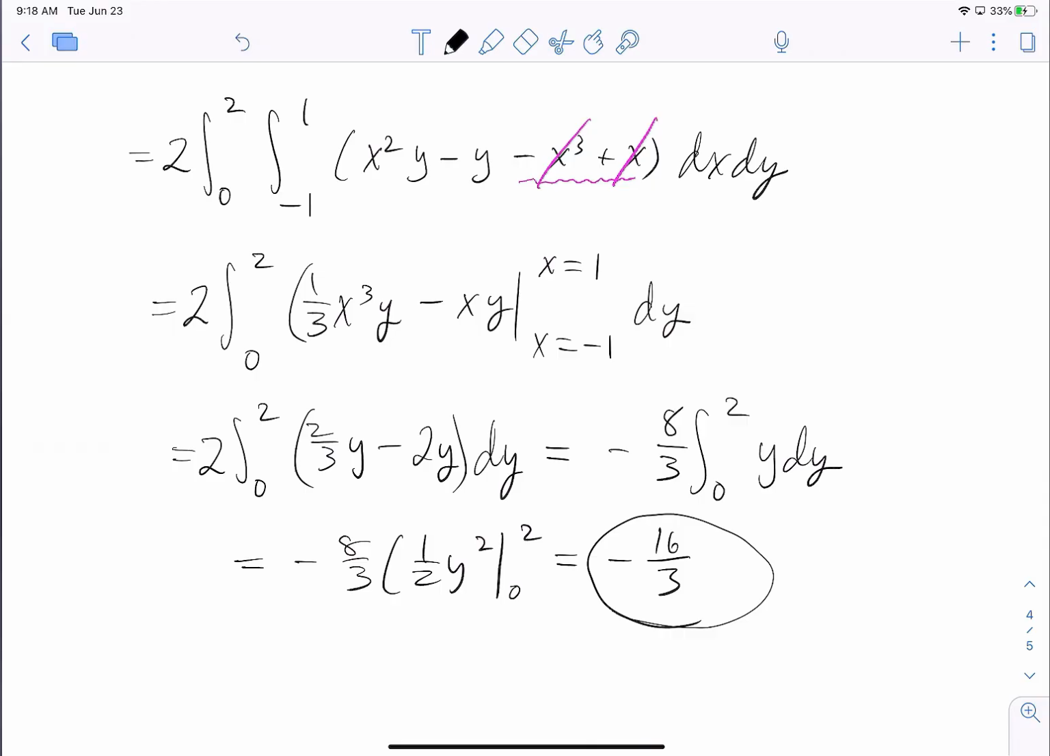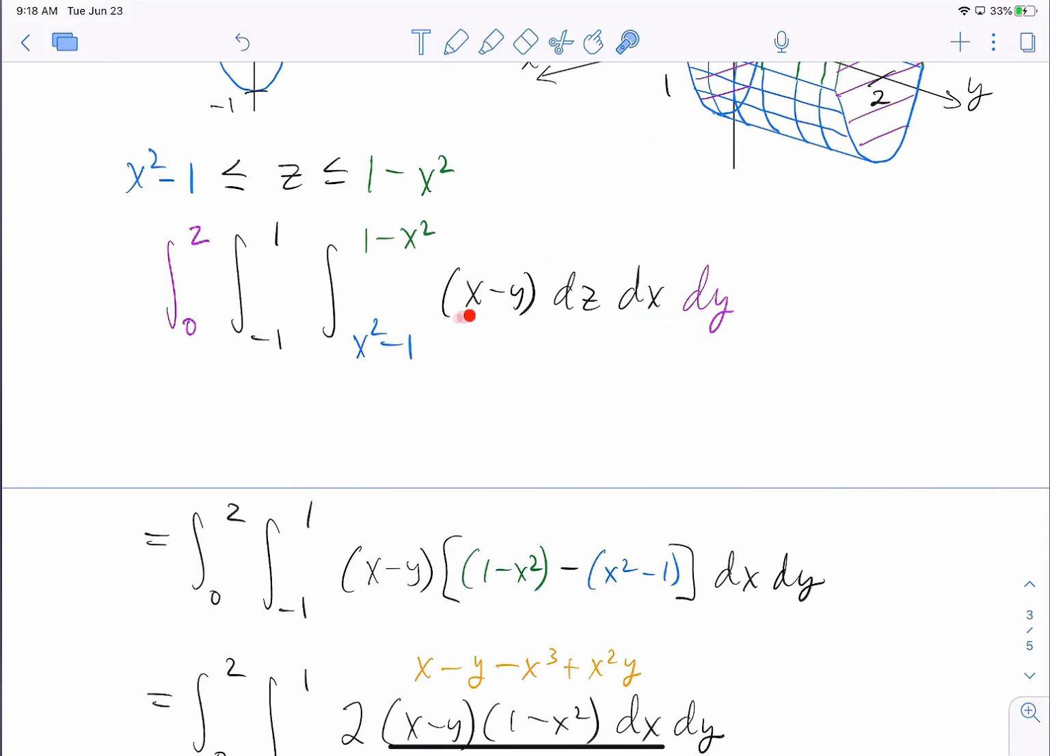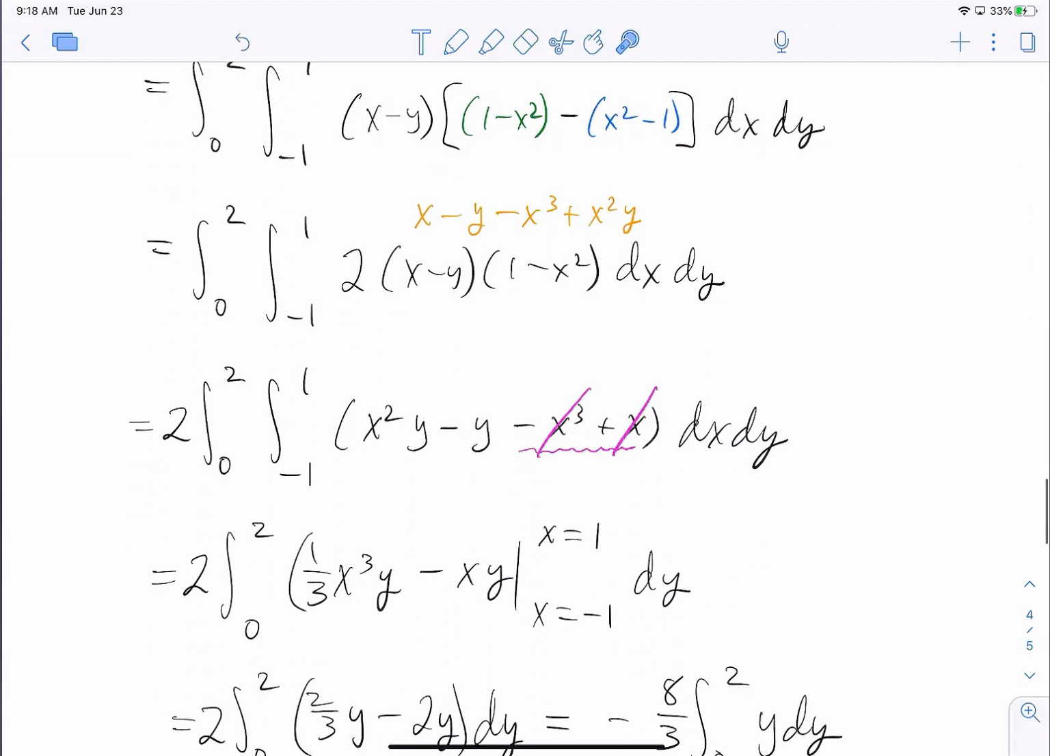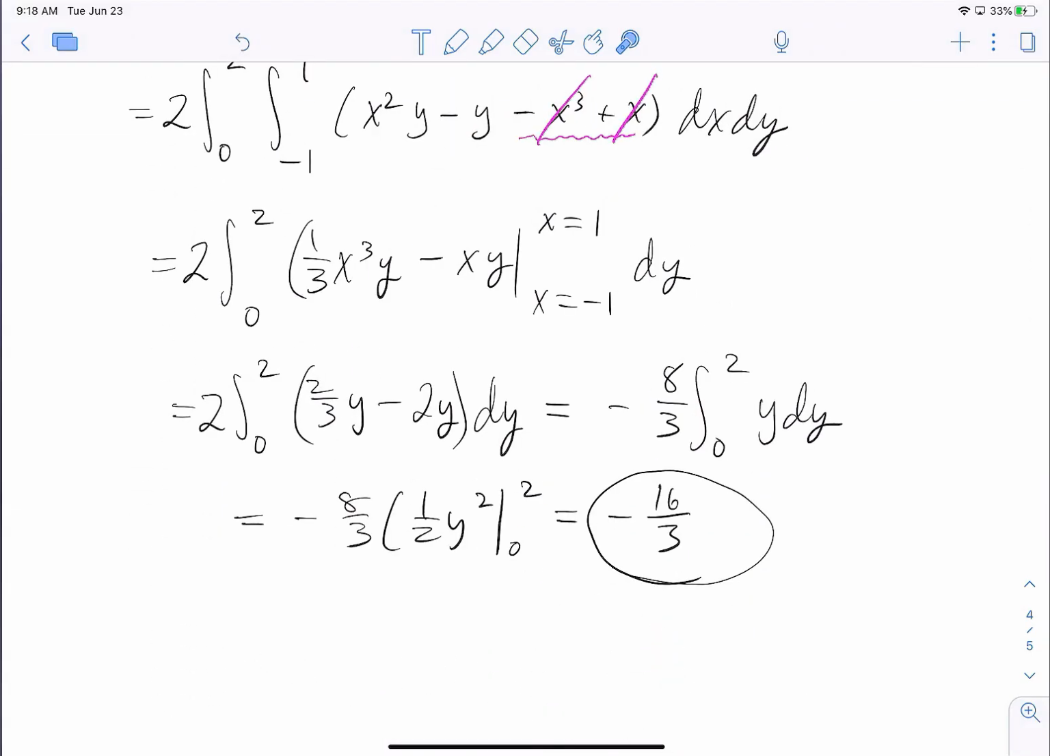As it turns out, our integrand, x minus y, goes negative inside of our region. A negative answer for a triple integral, totally fine. It just doesn't have a physical meaning in the same way that a positive would. Same instructions for the next one.